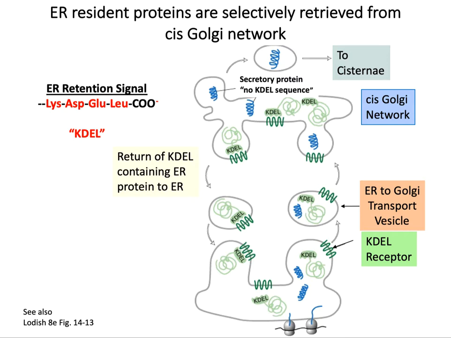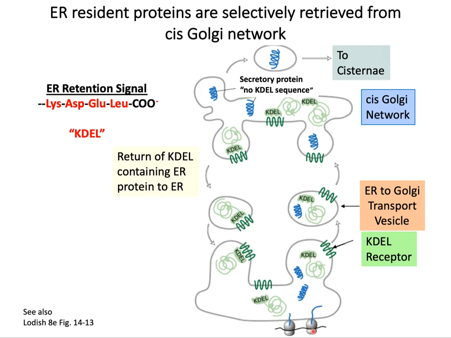So how does the cell control that? As it turns out, most of these ER resident proteins have a specific sequence on their C-terminus made up of lysine, aspartic acid, glutamic acid, and leucine. This C-terminus is sometimes called the KDEL, for the single amino acid codes for lysine, aspartic acid, glutamic acid, and leucine. And it is this KDEL sequence that tells the cell that these proteins belong to the ER.